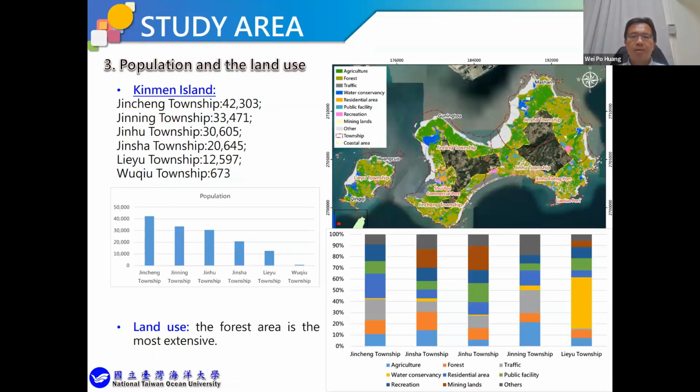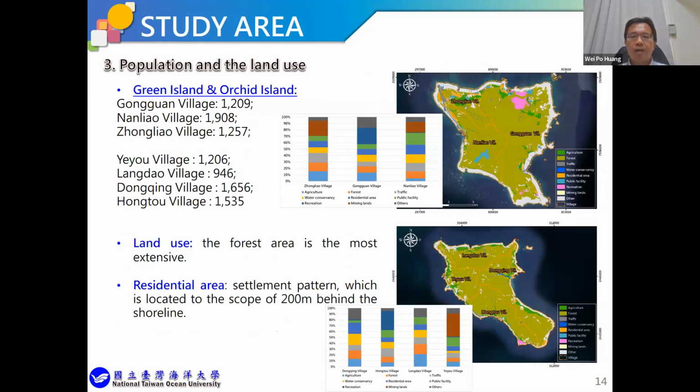In Kinmen, most land use within the coast areas is designated for forests. The built-up town is situated in the southwest corner of the island, indicating a concentrated urban development in that specific region. Regarding Green Island and Oki Island, the majority of the residents are indigenous people, owing to the prevalence of rugged rocky hills in the island's central region. The majority of residents are compelled to reside along the coast within the confined plains.